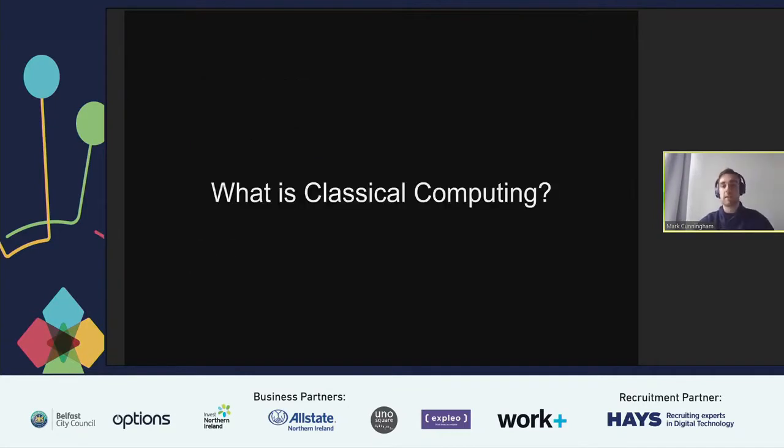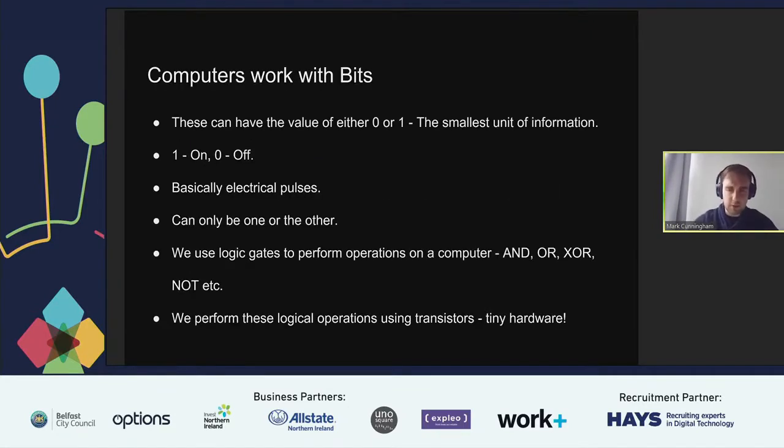So what's classical computing? In classical computing, we use bits to store information. They are the smallest unit of information. They can be either a 0 or a 1, either or. 1 is on, 0 is off, sort of like electrical pulses. And we use logic gates on circuit boards to perform operations on a computer: AND, NOT, OR, XOR, etc. We perform these logical operations using transistors, which are tiny, tiny pieces of hardware on a circuit board.